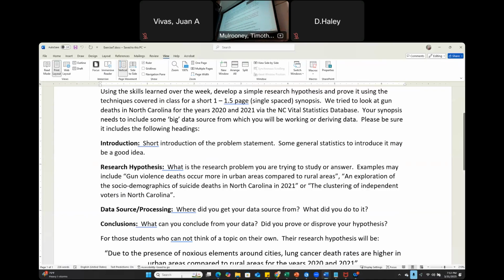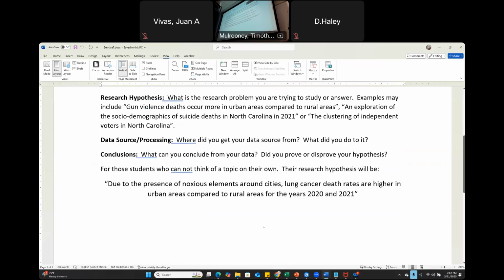Right. So you're going to create a research hypothesis. You're going to write a just short 1 to 1.5 page kind of position paper that proves or disproves this hypothesis. And that's my big concern. A lot of times when people do theses and projects, I want to do this. What are you trying to prove?